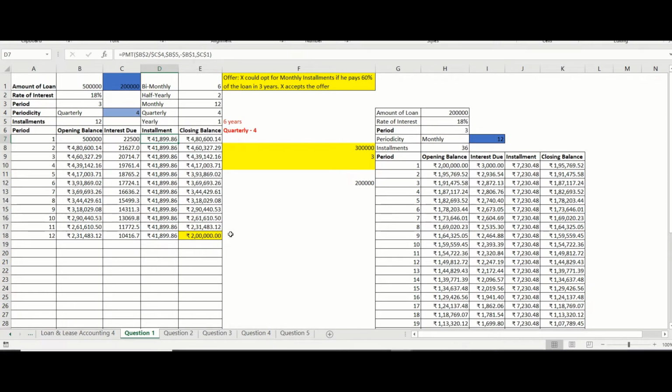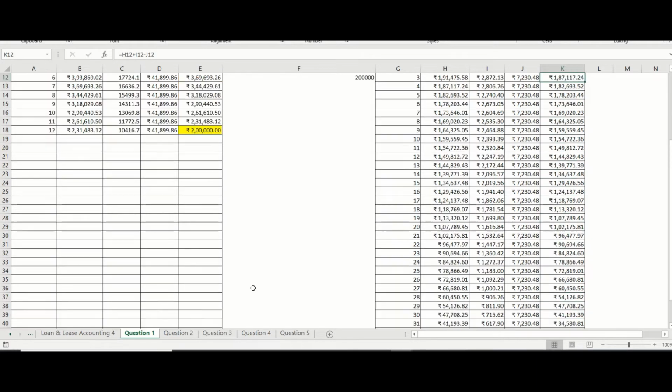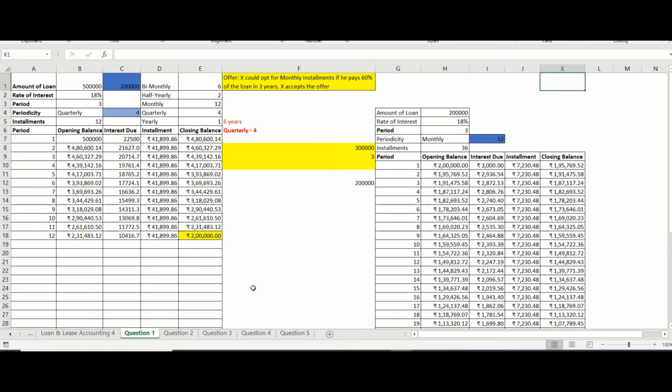Okay. Now for this 2 lakhs I am making another repayment schedule, wherein I am opting for monthly installments, monthly periodicity, and my installments are 36, and I am preparing a schedule wherein my last amount is 0 and my loan is completely over in 36 installments in the last 3 years. Okay? So this is question 1. We will do question 3 now, which is very similar to question 1.